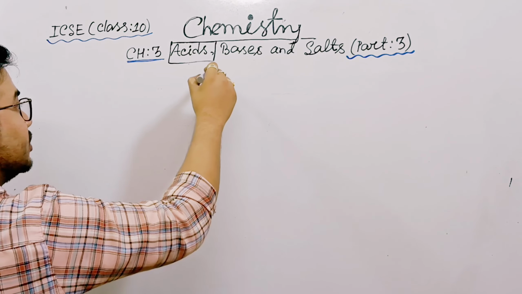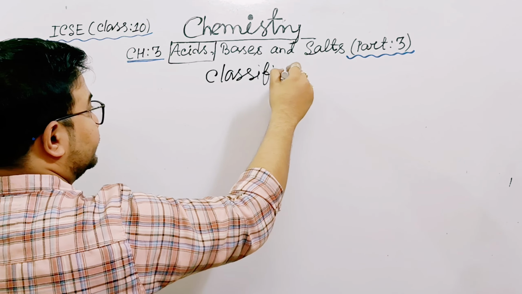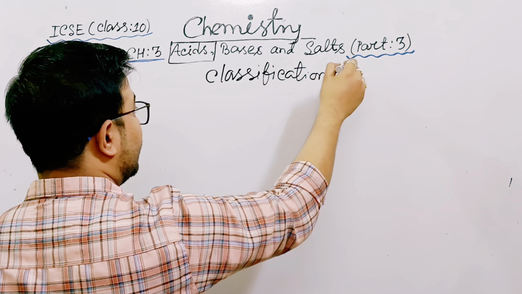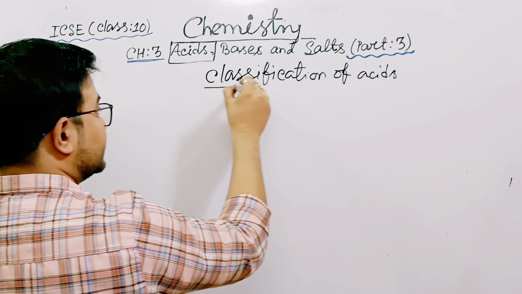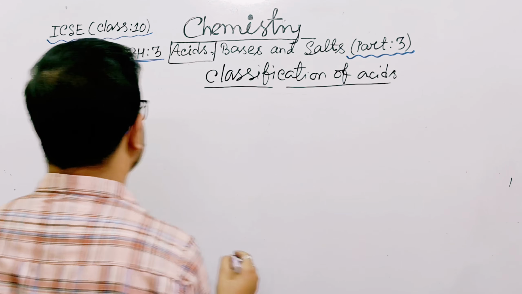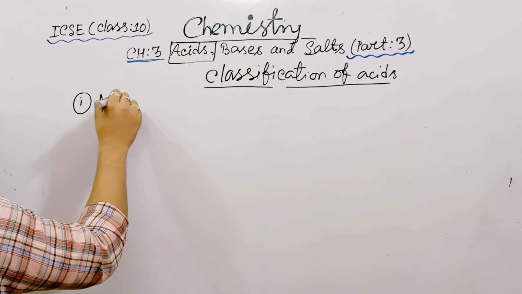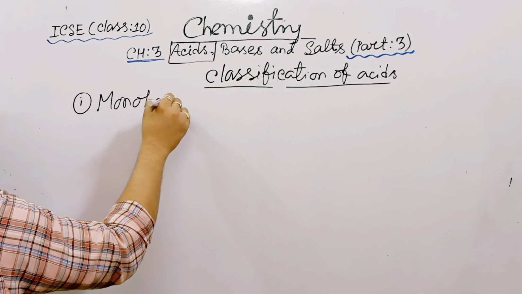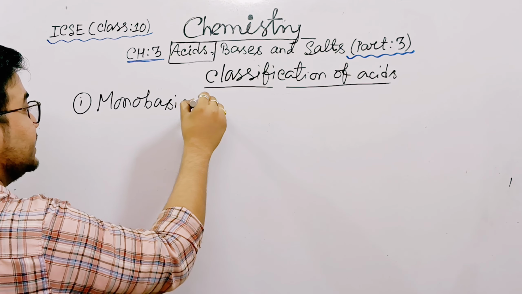Now, our next topic, classification of acids. Classification of acids. Okay. First classification is monobasic acid. See, I already discussed monobasic acid.